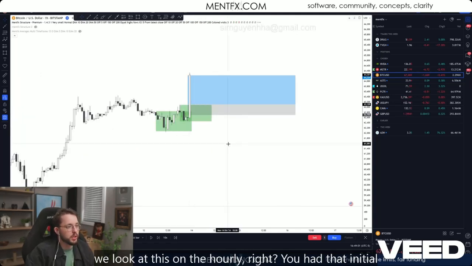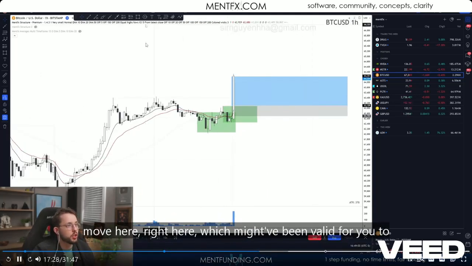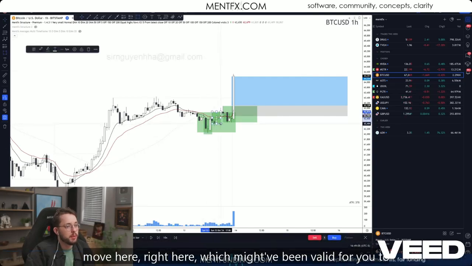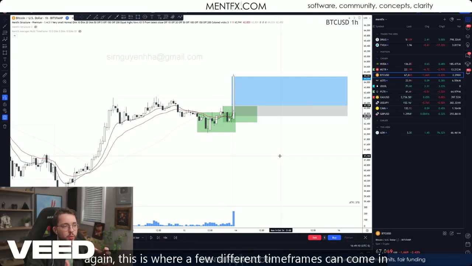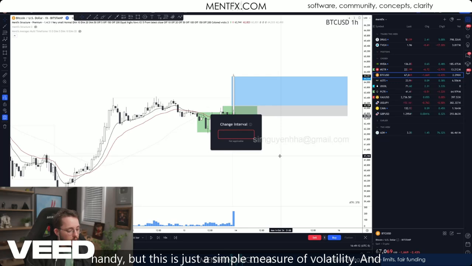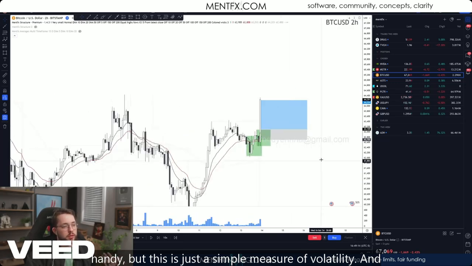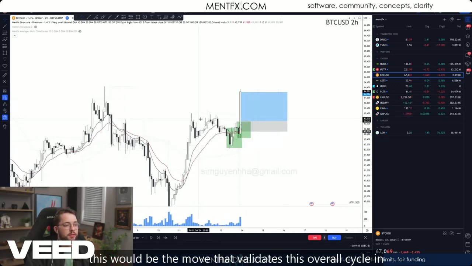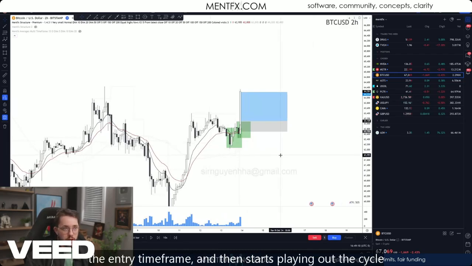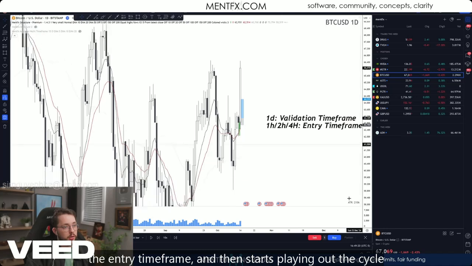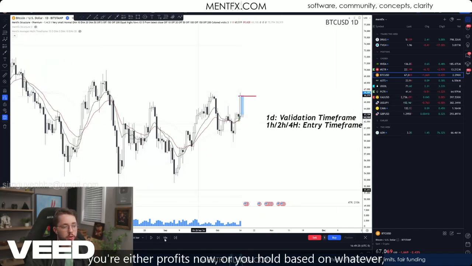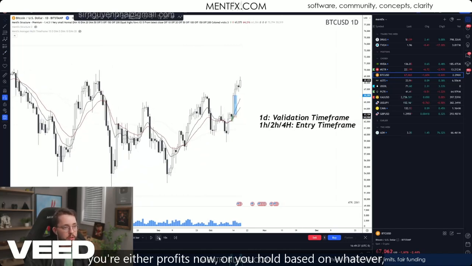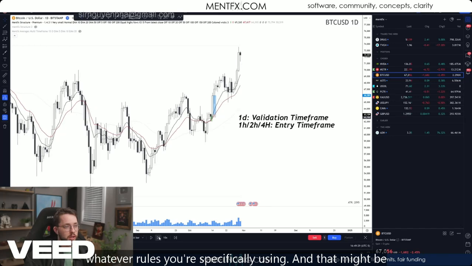And then, of course, we look at this on the hourly, right? You had that initial move right here, which might have been valid for you to take, and you might have taken that already as a long. So again, this is where a few different timeframes can come in handy. But this is just a simple measure of volatility, and this would be the move that validates this overall cycle in the entry time frame, and then starts playing out the cycle of the validation time frame, which can lead to your either profits now or you hold based on whatever rules you're specifically using, and that might be your move.